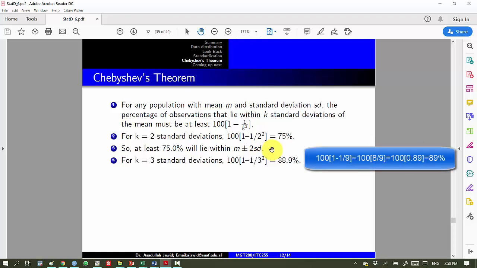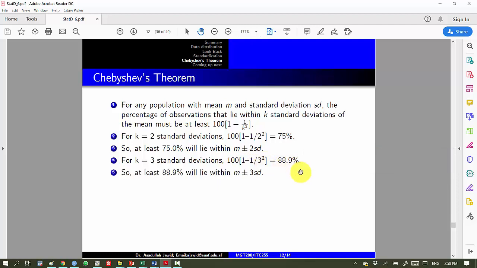For 3 standard deviations, this formula, 100 times 1 minus 1 over 3 squared, is almost 90%. That means at least 90% of our observations lie in the interval which starts from m minus 3 SD and ends in m plus 3 times standard deviation.